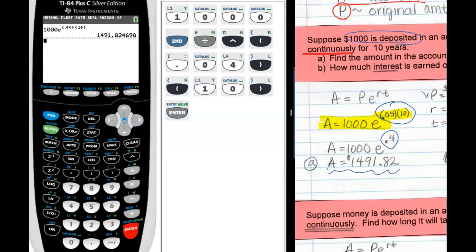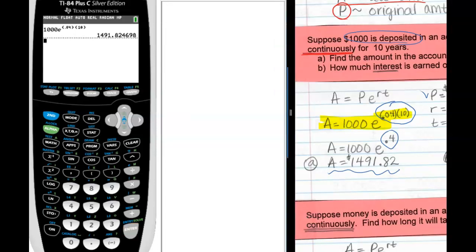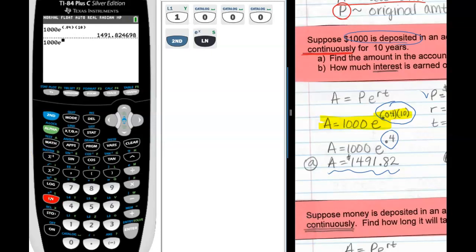Let me show you another way that you can put this into the calculator that may be a little faster. You can type in your 1,000. And notice it knows that it's going to multiply 1,000 times e to the whatever, and it's using the e to the whatever as your order of operations. It's going to solve that first, and then it's going to multiply it by 1,000. So we can also find e to that exponent right here on top of ln. So I'm going to do second and then the ln button, and it automatically types in the e as well as getting ready for the exponent.